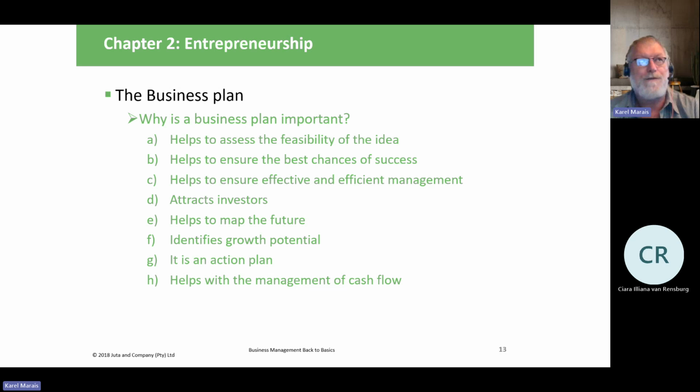It forces us to say, is this a viable idea? It helps to ensure the best chance of success because you have thought about everything and you understand the business. You're not going to get confronted with things that happen and you've not thought about them. If you write a proper business plan, you will have thought through everything.